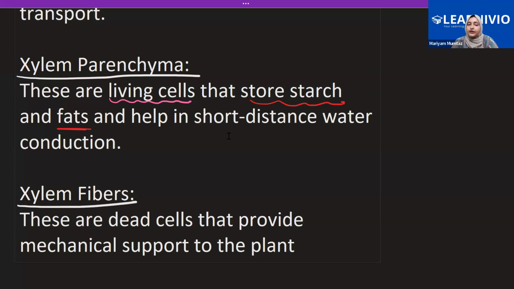And the last component of the xylem is the xylem fibers. Now remember that all the other components are living components, whereas the xylem fibers are the only components that are dead. They have dead cells that no longer divide. So what it does is provide mechanical strength and support to the plant. Clear? Yes, ma'am.